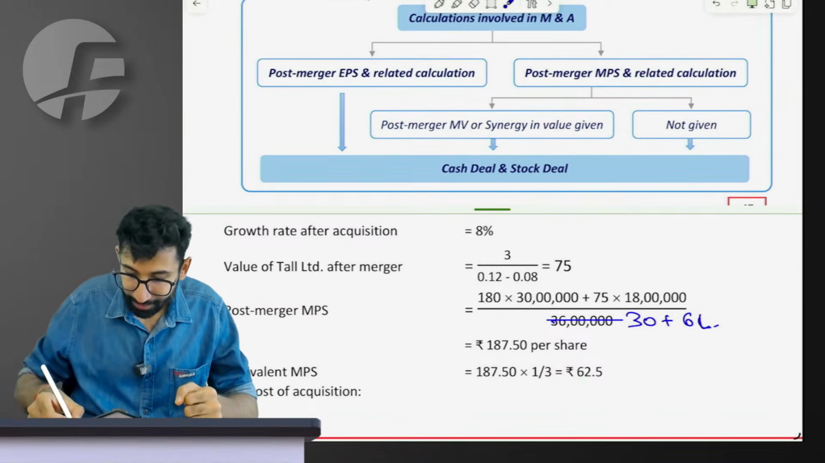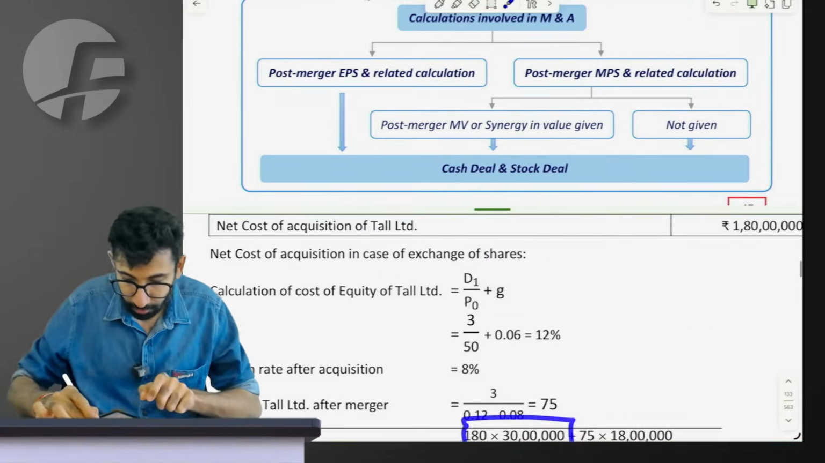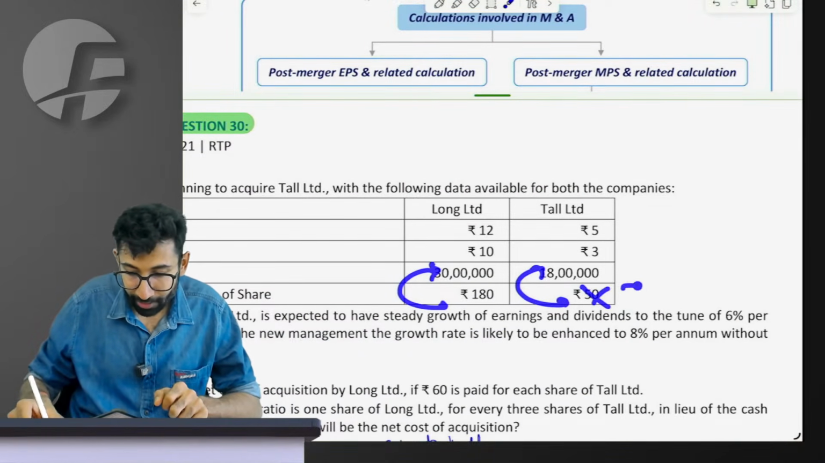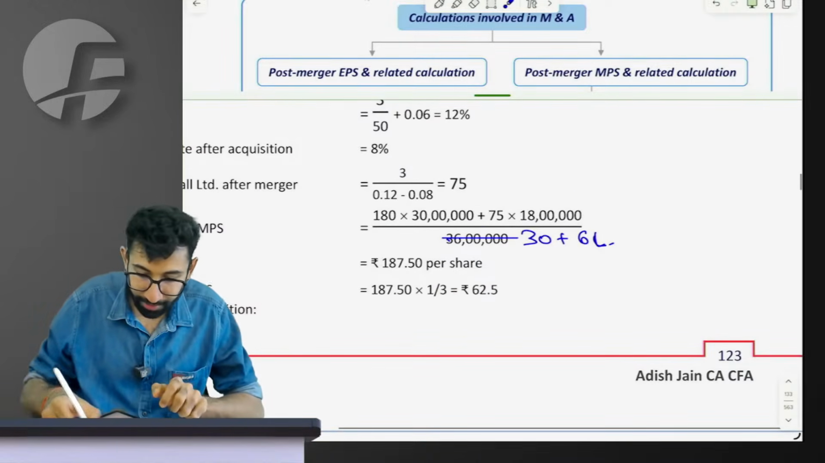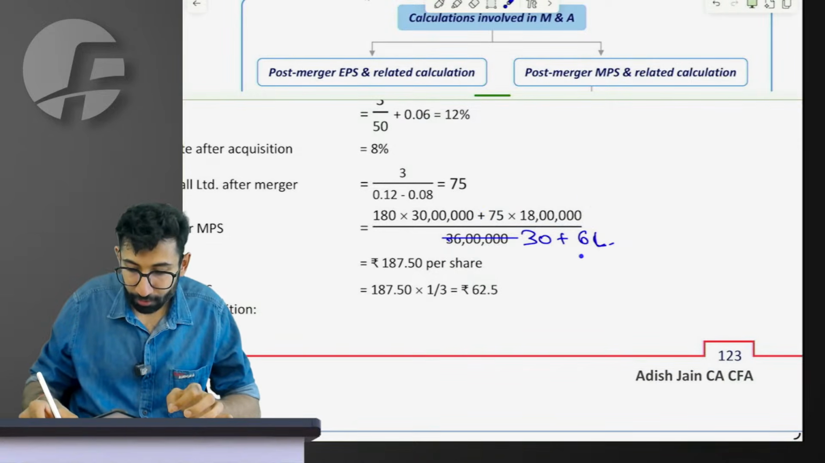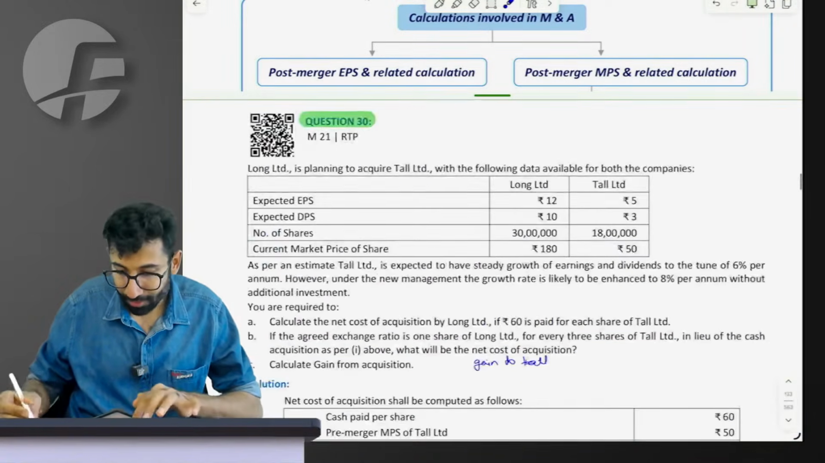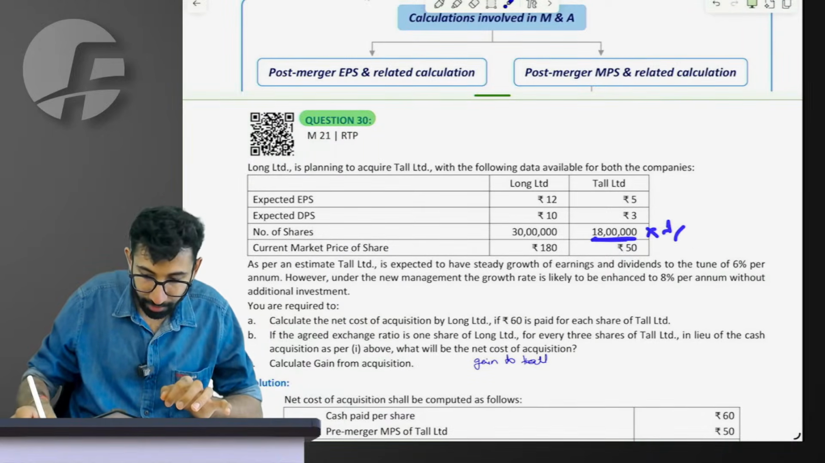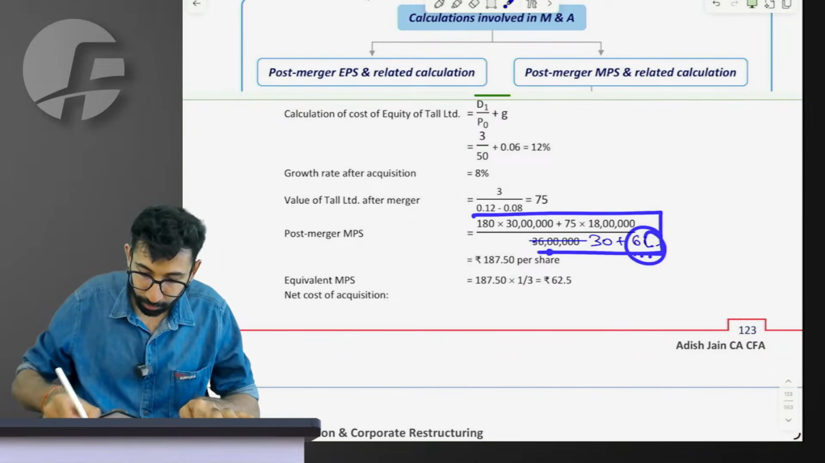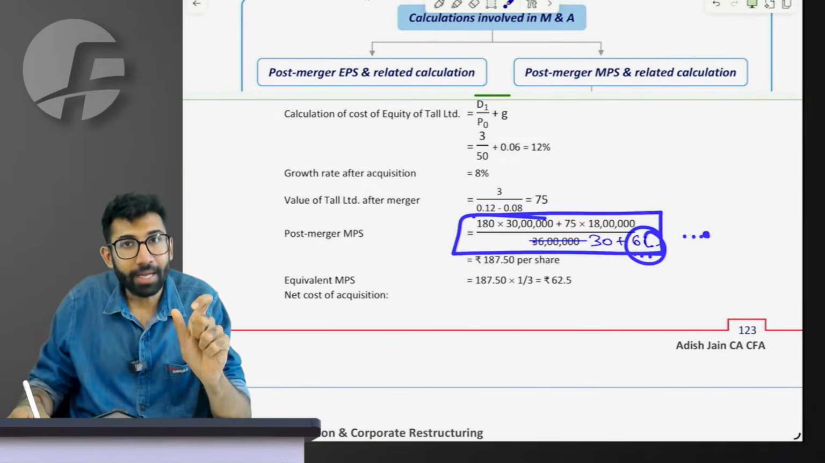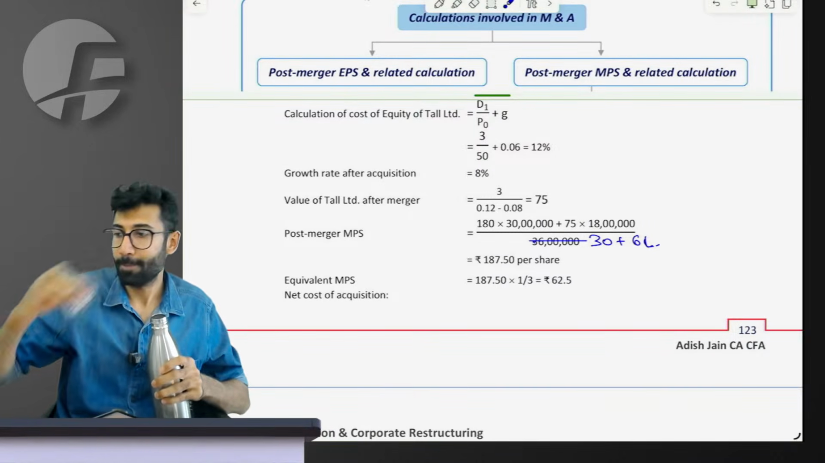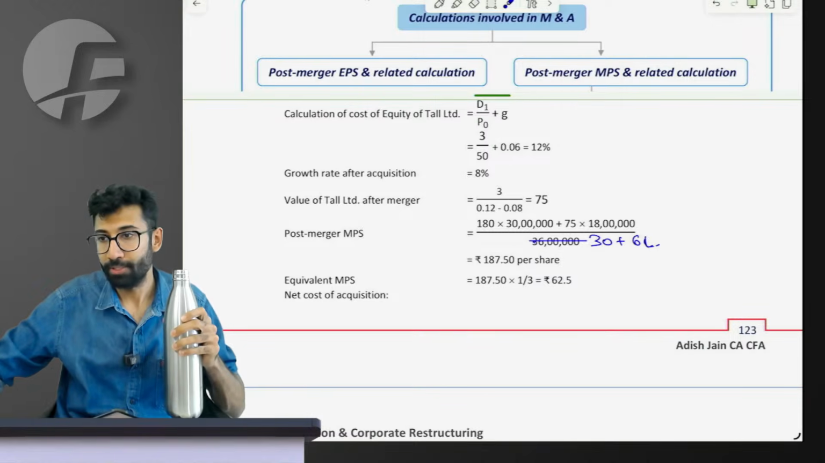So my value is 180 into 30 lakhs, plus your value plus synergy in value, which is 75 into 18 lakhs, divided by my number of shares of 30 lakhs plus what we give to you, which is 6 lakhs. Sir, how is that 6 lakh? Against your 18 lakh shares at the ratio of 1 is to 3, which is given in part B of the question, we give you 6 lakh shares. So accordingly, what will the post-merger MPS be? The answer is secondary. Could you connect the thought process? Everyone, requesting your response, please.